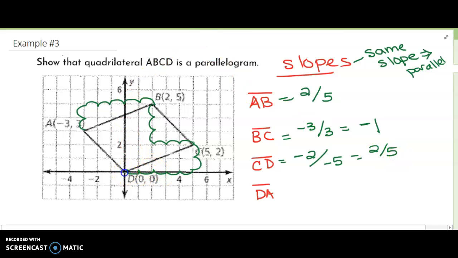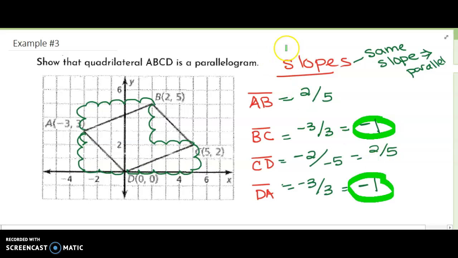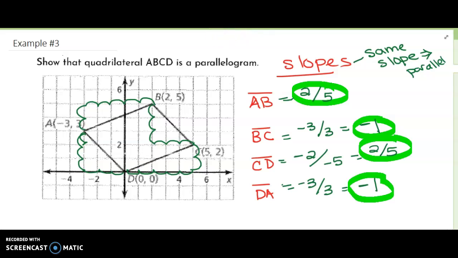And then from D to A, I'm going to go left 1, 2, 3, and up 1, 2, 3. So negative 3 over 3 again is a negative 1. So notice negative 1 and negative 1, and then 2/5 and 2/5. Opposite sides have the same slope, so they are parallel. This is all I would need to show that it's a parallelogram.